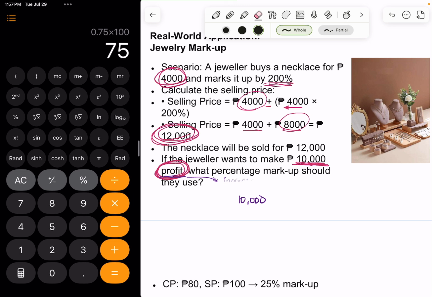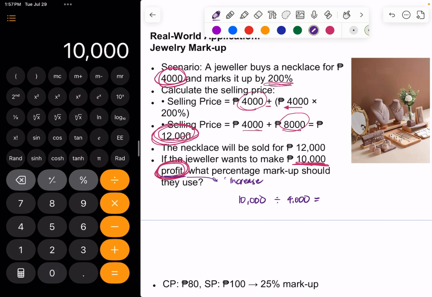So, this is your increase. So that means you divide your increase by the original price, which is 4,000 pesos. So you'll have 10,000 divided by 4,000. So that is 2.5 times 100. You'll have 250%. So the markup percentage to use now is 250%.